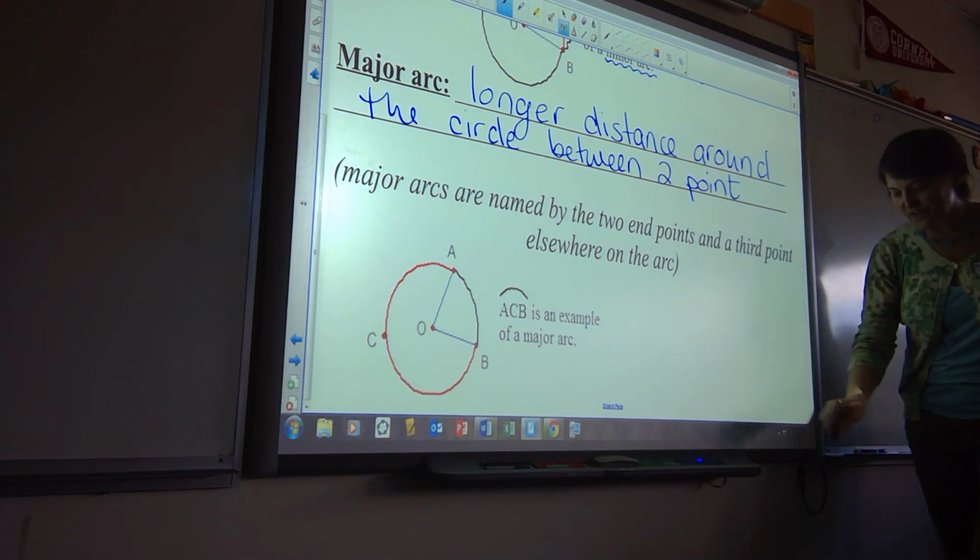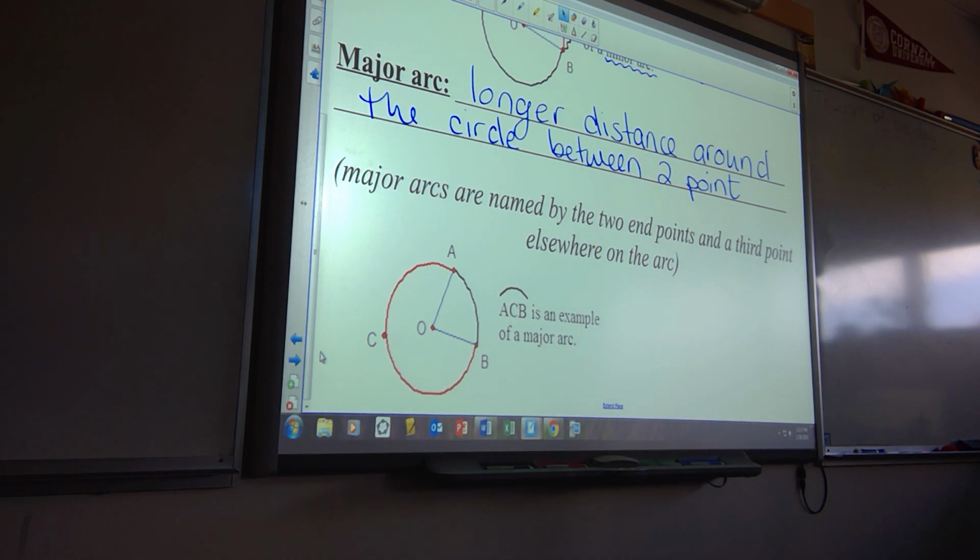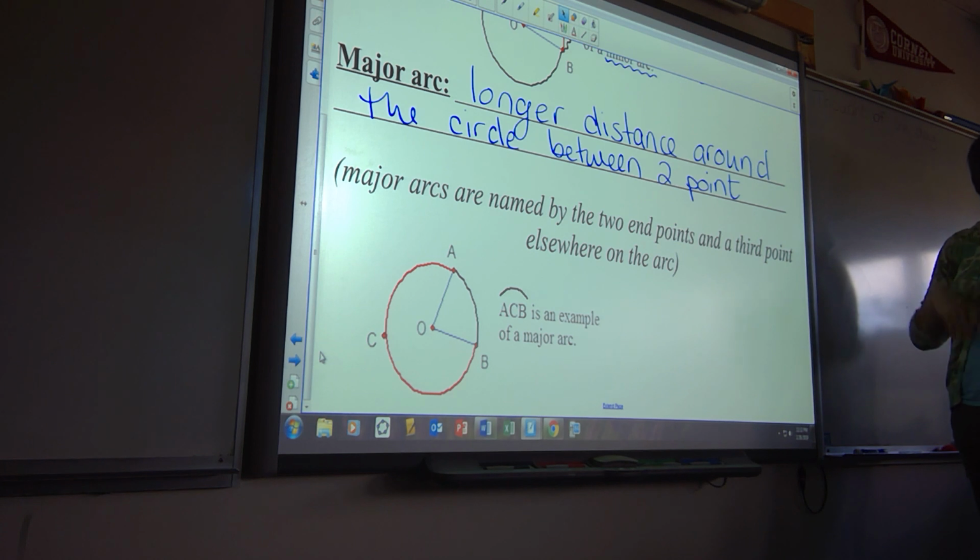Oh, Elliot, you've thought of the one exception. So he's like, well, what happens if the 2 points are at the halfway point? In that case, we can't call it major or minor. We have another word for it in that case. It's a semicircle, yeah. Since it's a half arc, like half circle arc, it's a semicircle.